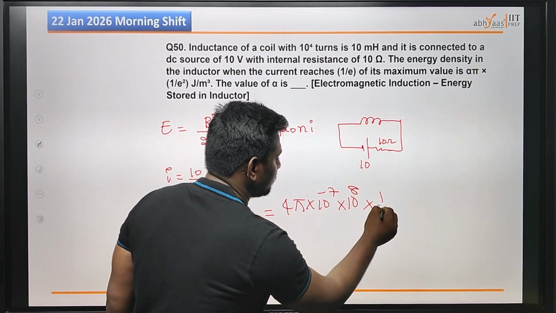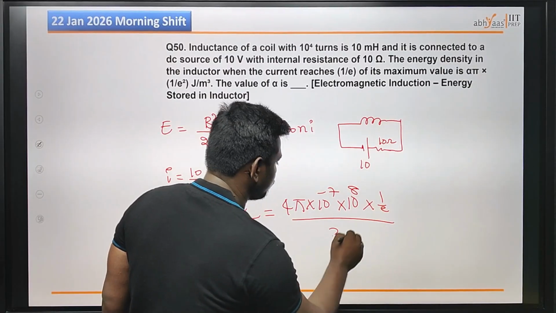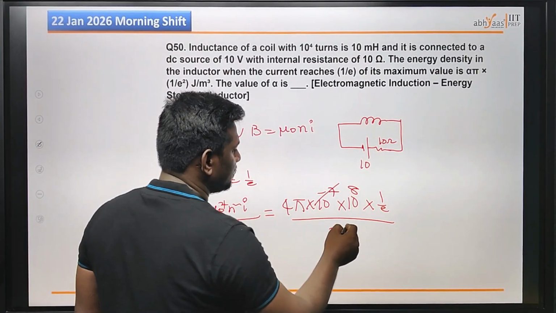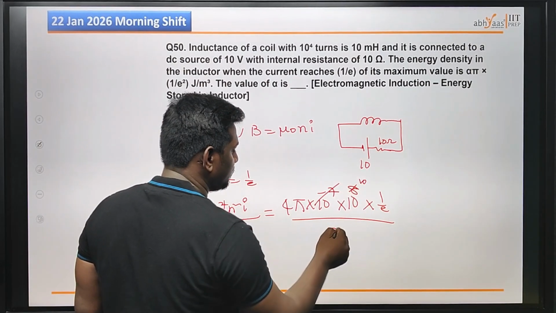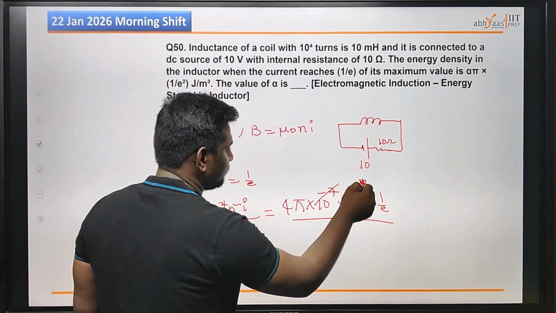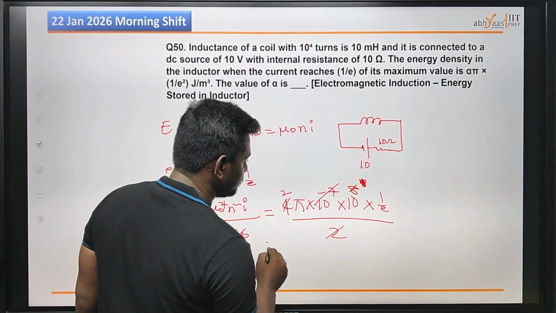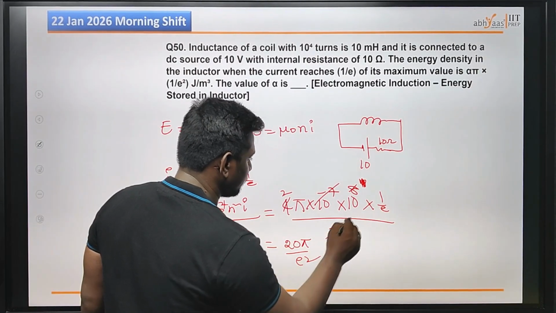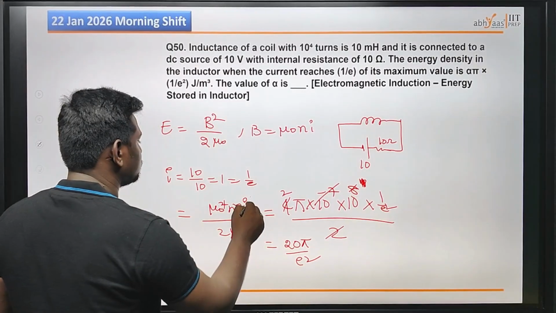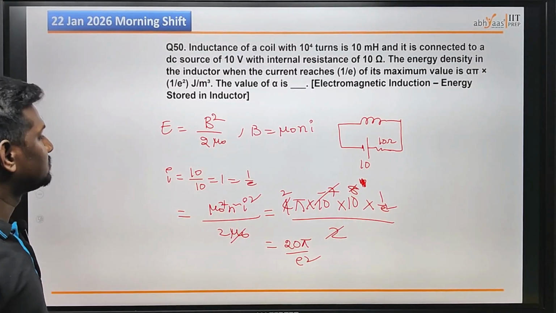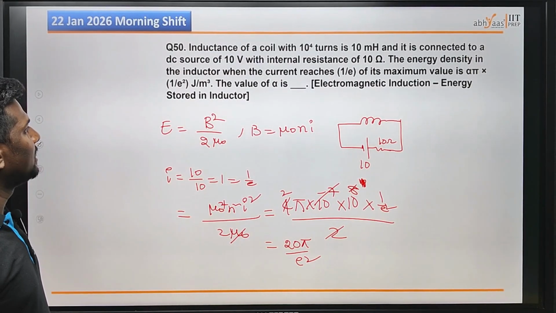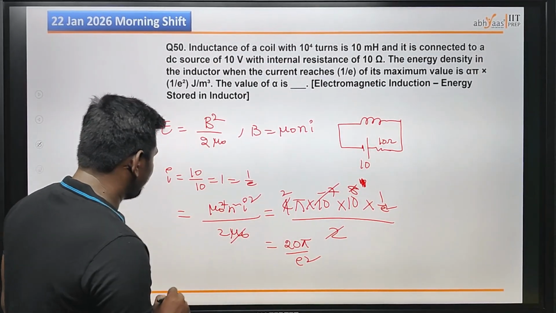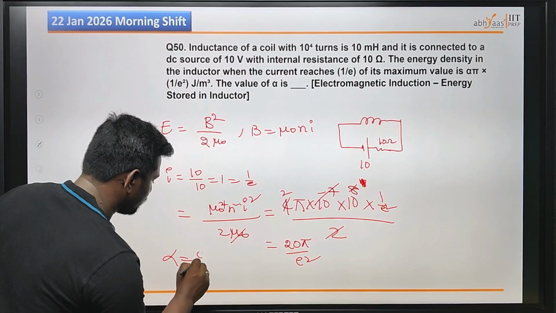What is the current here? 1 by e. Then 2. If you cancel out this and 1, you will get 1 here and 2. So you are getting 20 pi by e square, i square. So what is the value of alpha? Alpha value is nothing but 20.